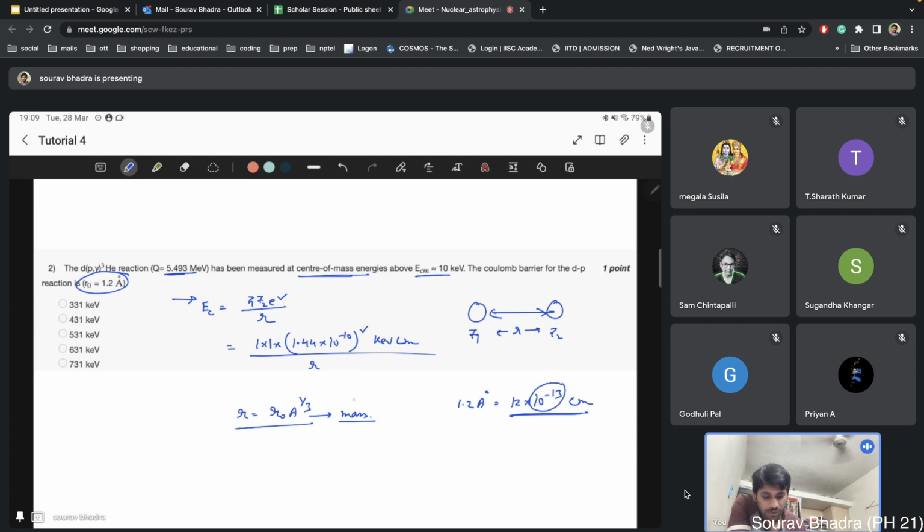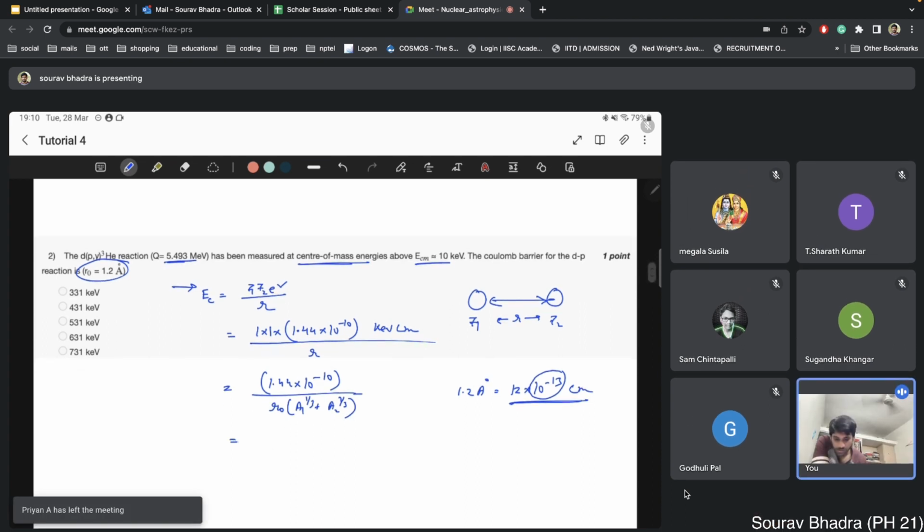So R can be written down as R0 A to the power 1 by 3, and as we have two separate nuclei, it will be R0 times A1 to the 1 by 3 plus A2 to the 1 by 3. A1 and A2 are 1 and 2 for our problem, because one is deuteron and another is proton. So for deuteron, there will be a proton plus neutron in the nucleus. Okay, so that's why it is 2.